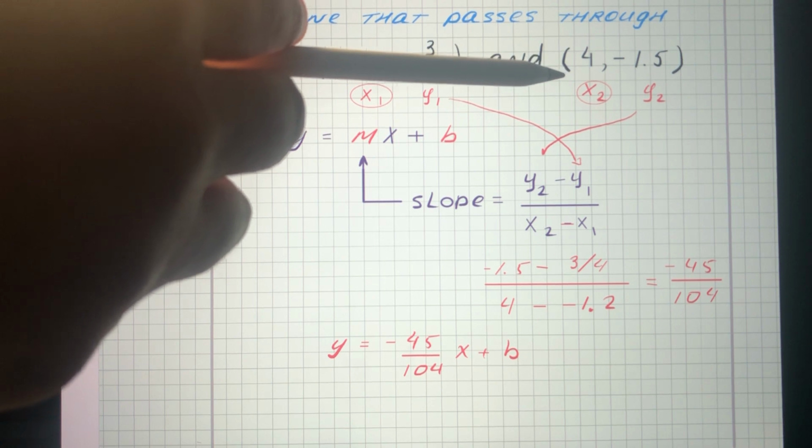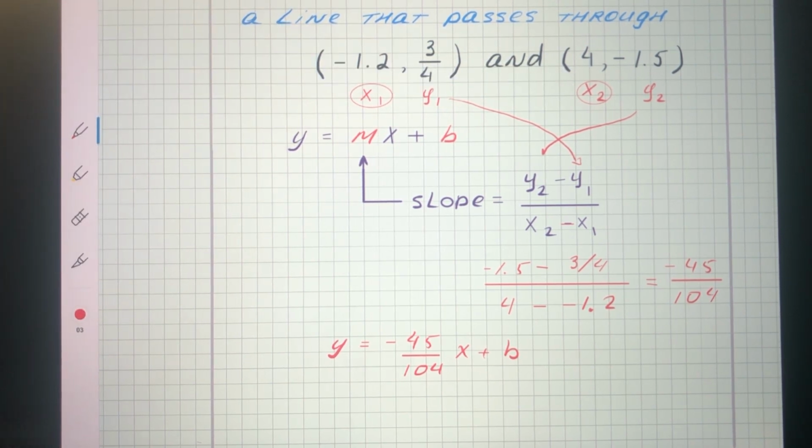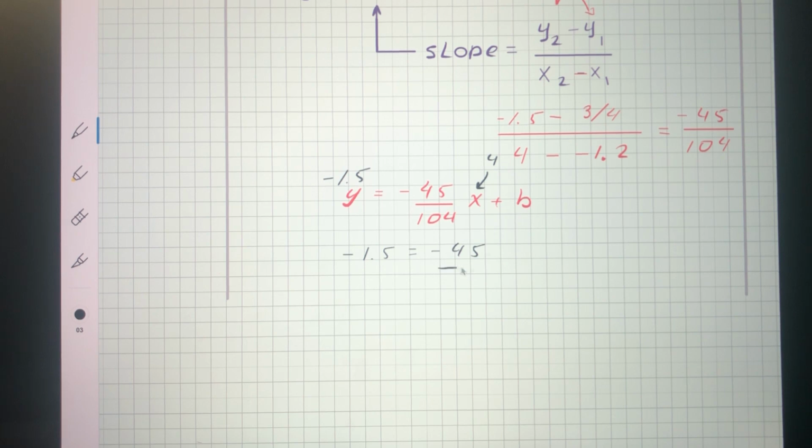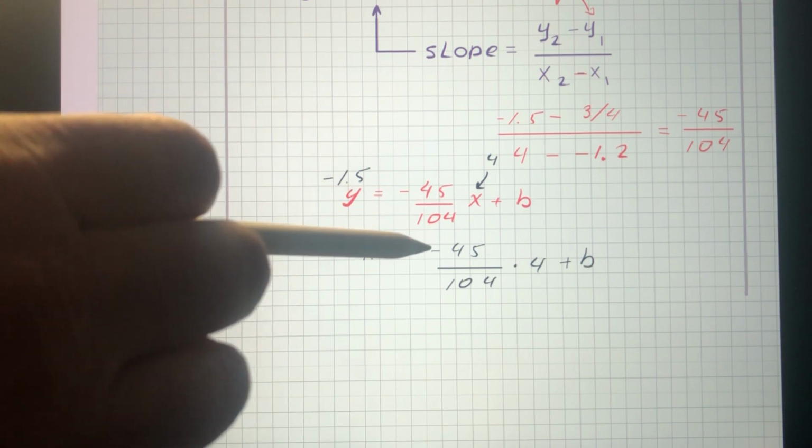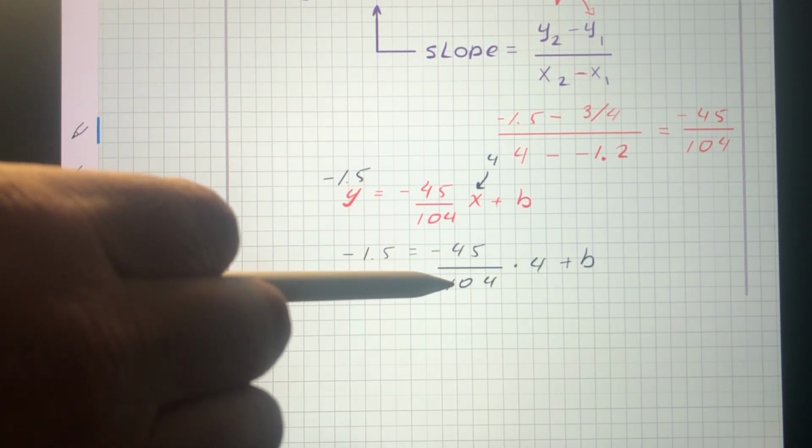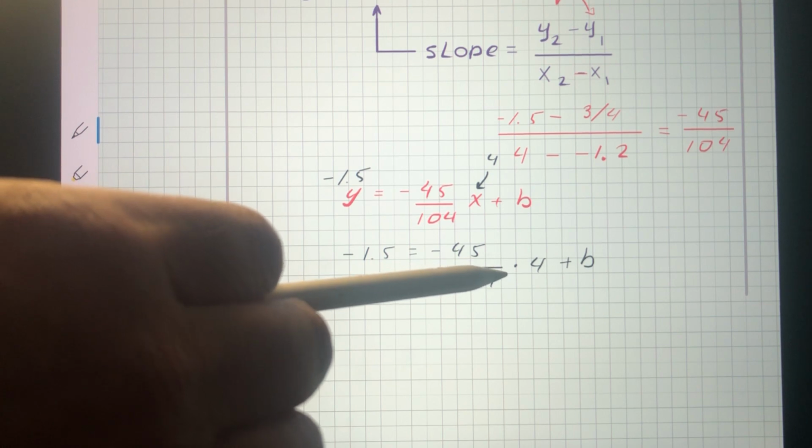This point says that if the x number is 4, then the y number should be equal to negative 1.5, meaning negative 1.5 equals negative 45 divided by 104, and the x is 4, plus b. The only thing we have to find now is the b. To get b by itself, we need to undo this number. It's a negative number. So to undo the negative, we add the same number to both sides.